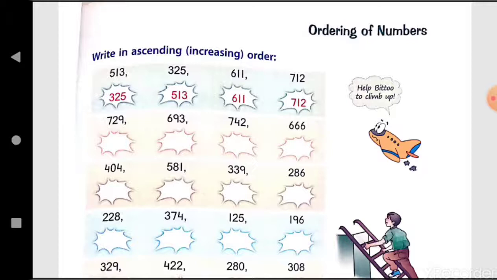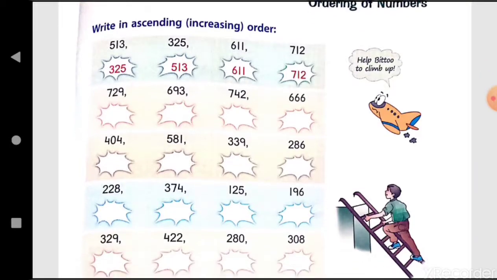Now the next numbers are 404, 581 and 339 and 286. So again we will first check the digit at hundreds place. These are 4, 5, 3 and 2. Smallest digit is 2. So the number with 2 at hundreds place would be the smallest number. So in this case it would be 286.